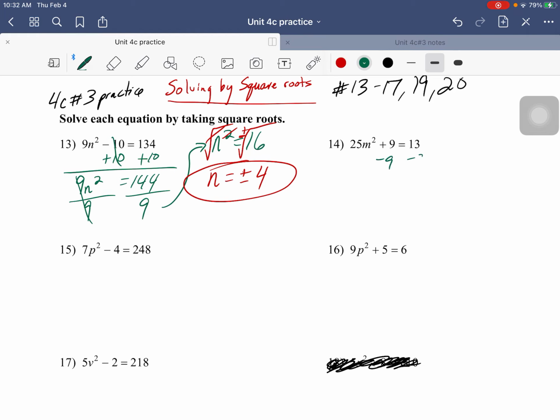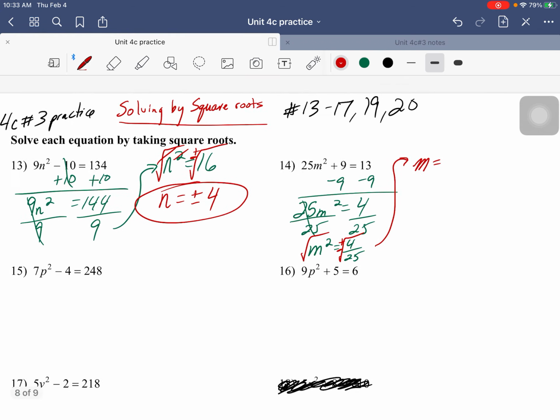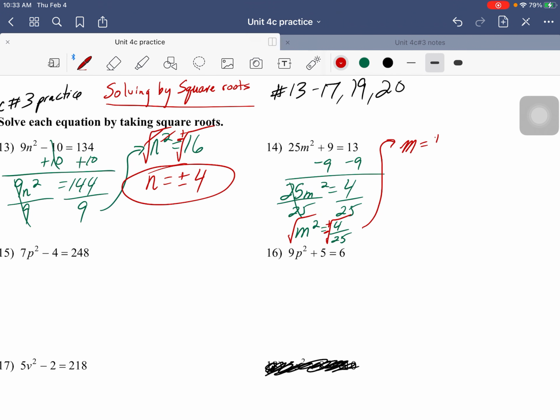All right, number 14. So we're going to subtract 9. These problems are very straightforward once you get the hang of them. Not a whole lot of difference between them. Here we have m squared equals a fraction, 4 over 25. Now when you square root m squared, again when you square root you get a plus minus. I'm going to carry this up top so we can see it a little bit better. You get m equals plus minus the square root of 4 over 25.